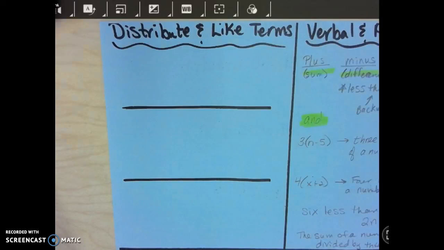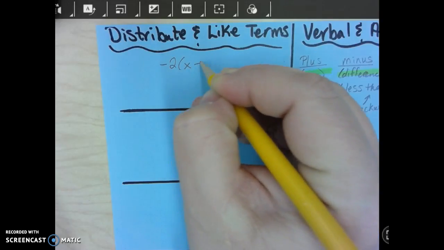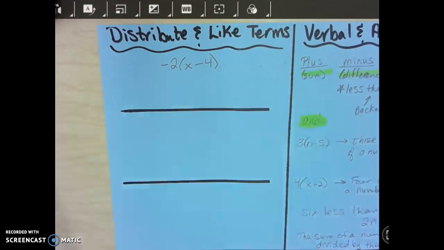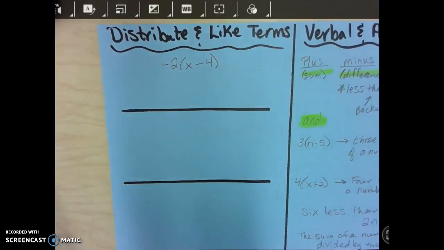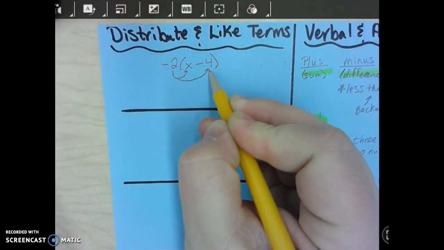All right, what we're reviewing today is distributing and combining like terms, and then we'll also be doing our solving equations. When you distribute and combine like terms, we're just going to have 3 examples. Remember, when you distribute, you have to be a good distributor. You don't want to be a bad distributor like I was in class.